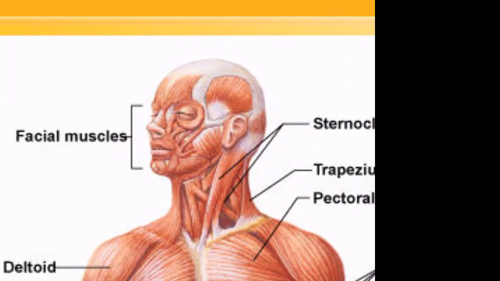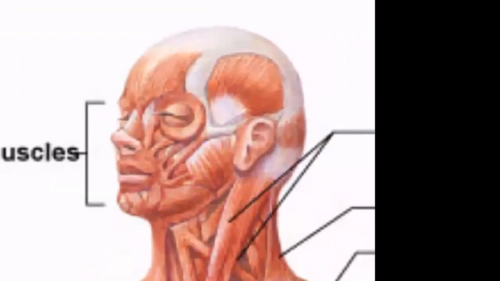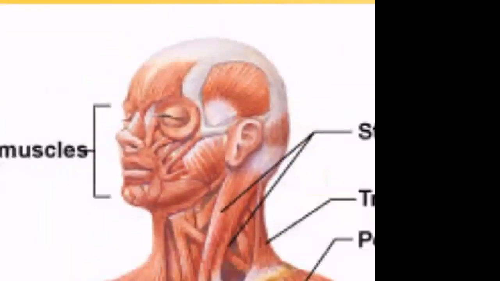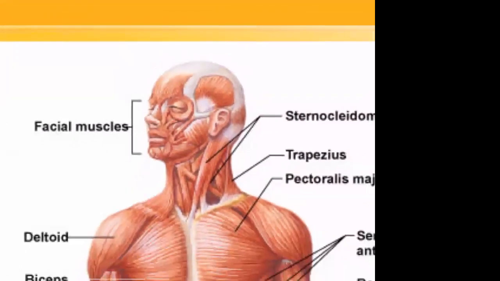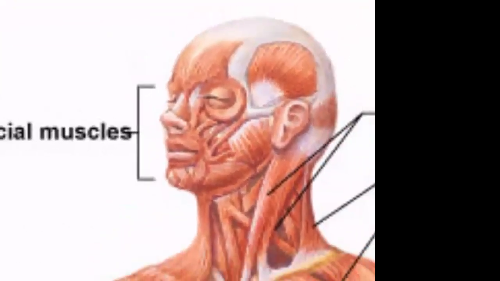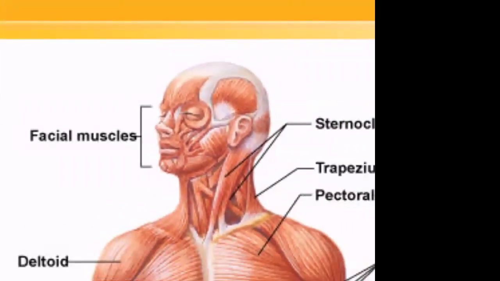The orbicularis oculi are the circular muscles around the eye that are going to cause you to squint. These have nothing to do with moving the eyeball. Those are totally separate muscles we'll talk about another time. There's a circular muscle you can kind of see around the lips called orbicularis oris. It's going to give you sort of the pucker up lips.